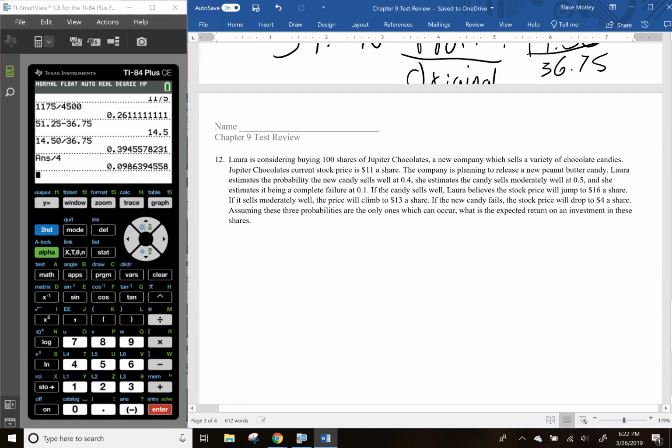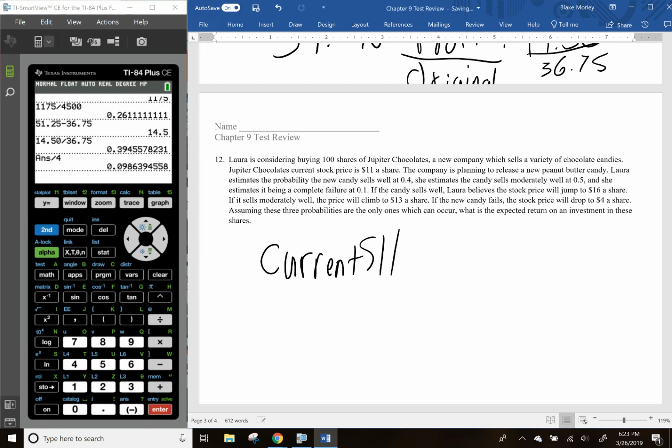Laura is considering buying 100 shares. Instead of reading all this, let's just summarize it. So the current stock price is $11. I'm going to do a little bit of math here and figure out if it's worth investing in the stock. If the expected value of my stock is higher than $11, then it's worth investing in. If it's not higher than $11, then it's not worth investing in.